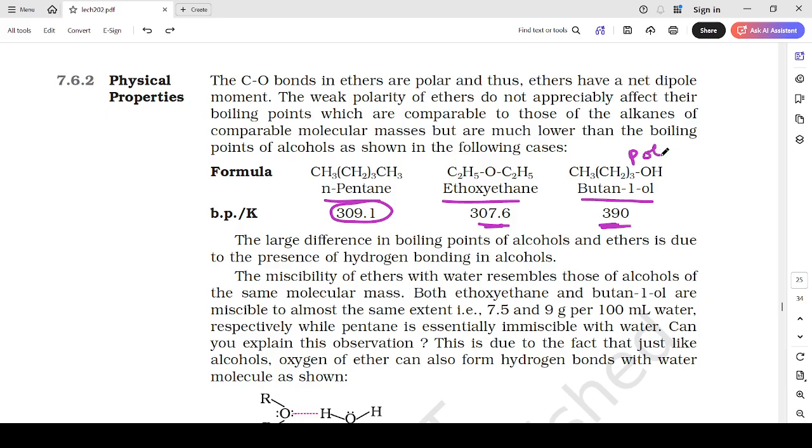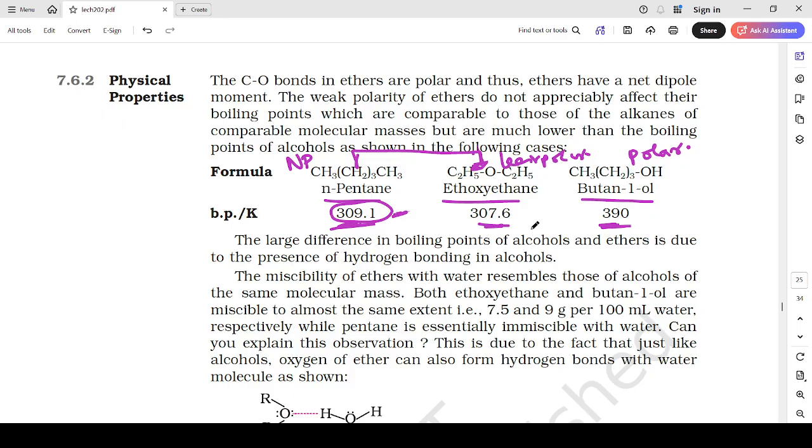It is highly polar. Ma'am, when I'm comparing hydrocarbon and ether, don't you think ether is the least polar? It is completely non-polar. Then how can it have 309.1? Can you justify this? Can you understand my question? If I compare the polarity of ether versus hydrocarbon, definitely it is completely non-polar. It is the least polar. And how come this has a higher boiling point than ethoxyethane?